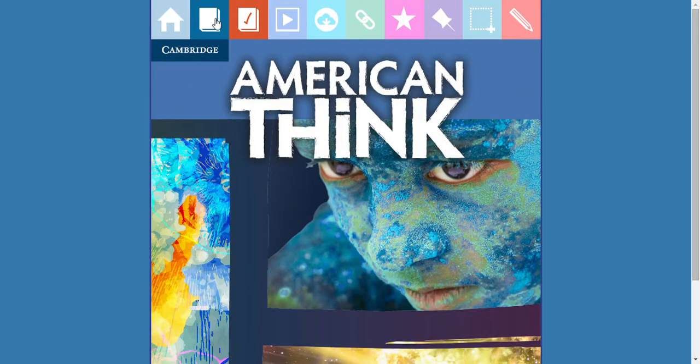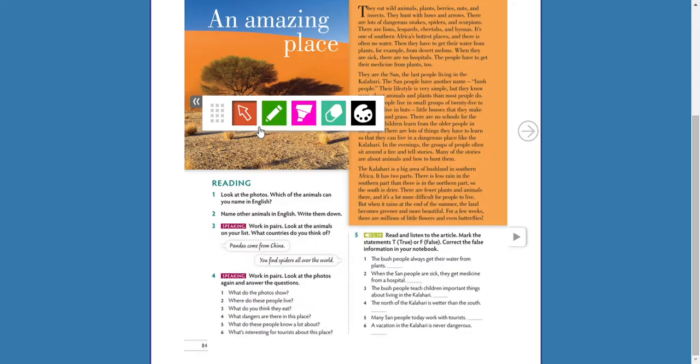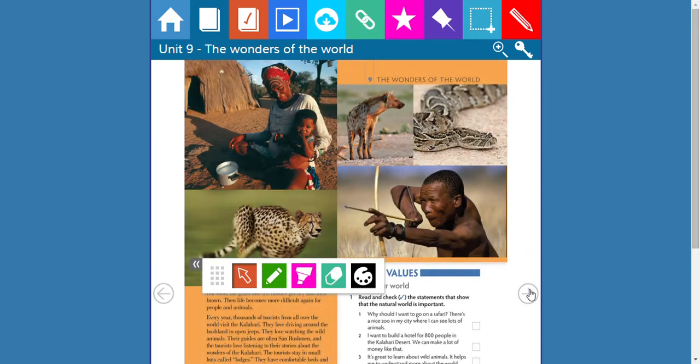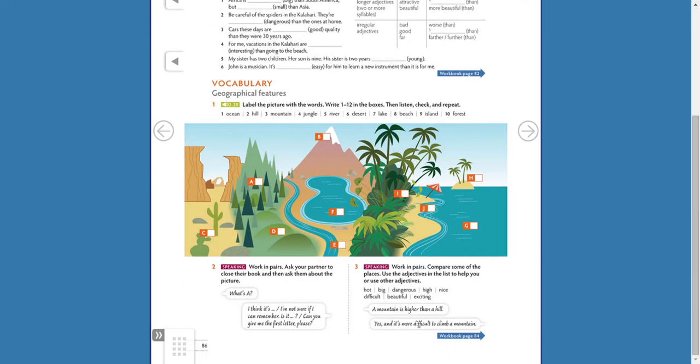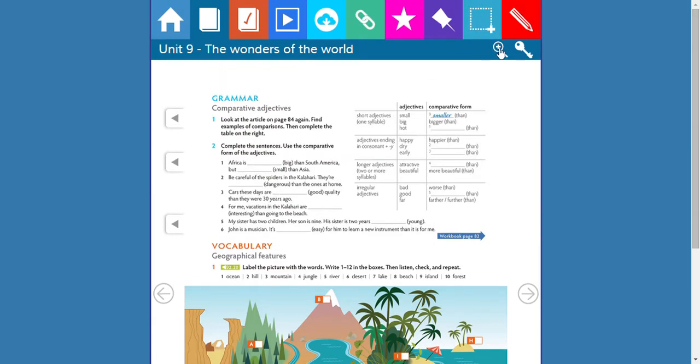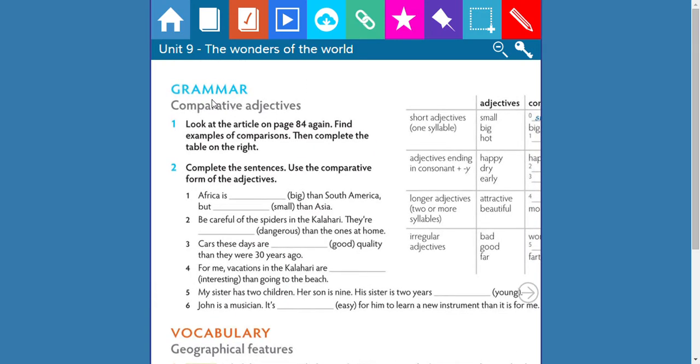So we're going to continue our activities. Remember, we're in unit 9, The Wonders of the World, and we are going to be on page 86. This is 84, 85, and 86. Now let's see. Here it says page 86, and this is our activity. Now we have the first part, which says grammar: comparative adjectives.